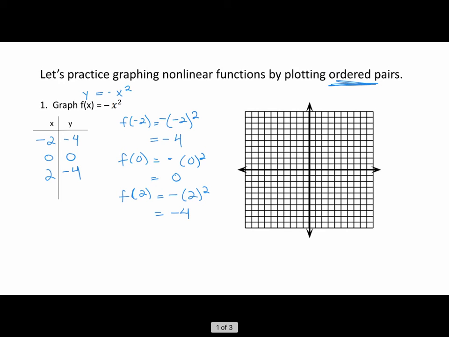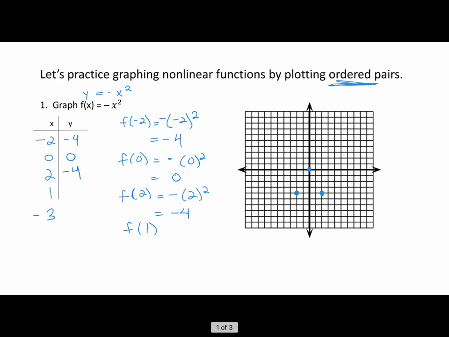Our first is -2, so from the origin left 2, down 4. Plot that point. 0, 0 is right at the origin. And +2, -4. So does that give you a good idea of what this graph looks like? Let me fill in a few more points here. How about a +1 and a -3?